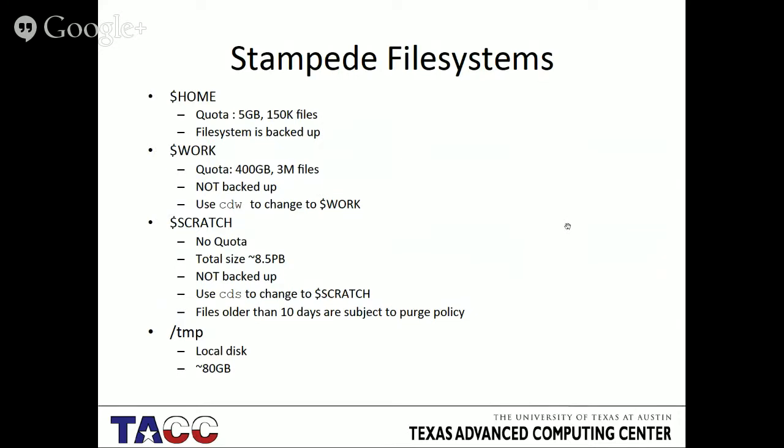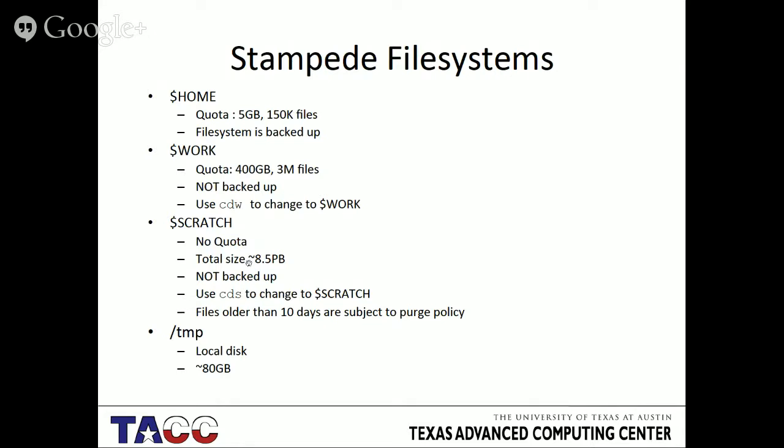And just a little bit about what each file system is on Stampede. The main things you should be concerned about are quotas, purge policies, and backup policies. As I said before, home is backed up, but you have a fairly small quota. Work, you have a large quota. Actually, I need to change this because our work file system now has a 1 terabyte quota. So you have quite a bit of space on work, but it's not backed up. So anything that you really need on work, if it doesn't fit on home, you should put it on one of our archive systems.